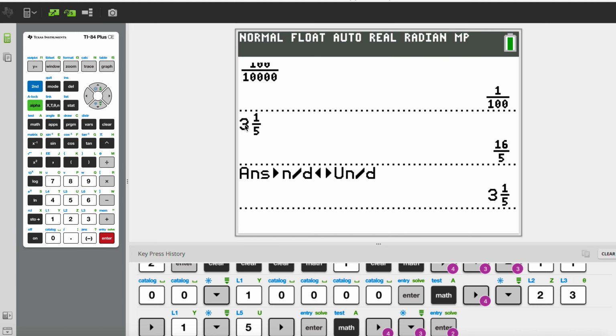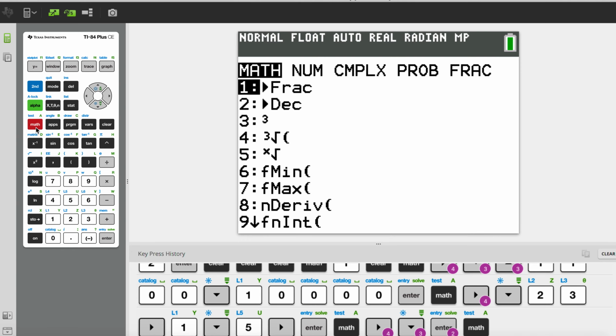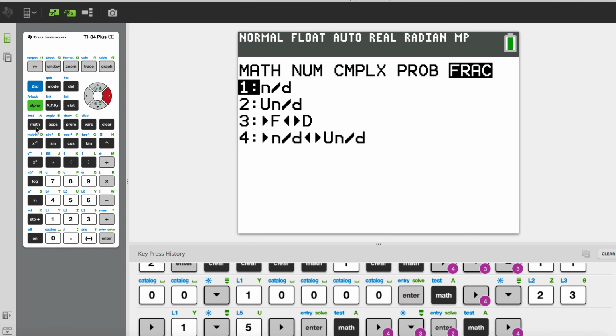Welcome back everyone. Today we're going to be talking about fractions in the TI-84 Plus CE. Whether you are a middle school student or high school student, hopefully you know you have a lot of fractions in your questions. So today I'm going to help you explore all the fraction components in the TI-84, which are four of them.